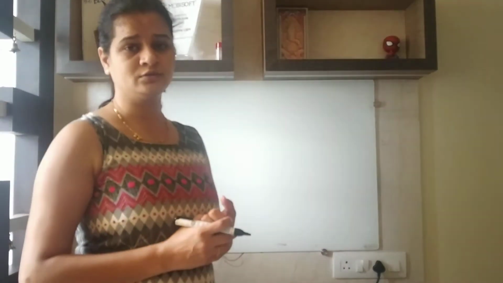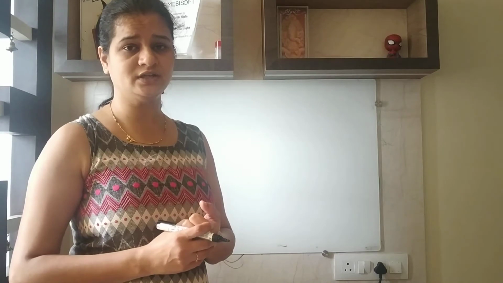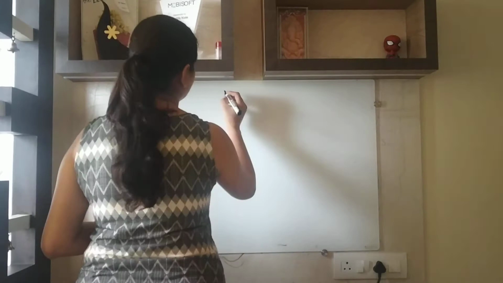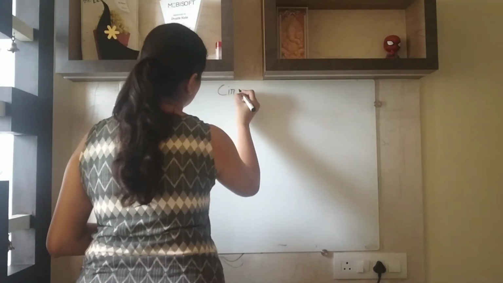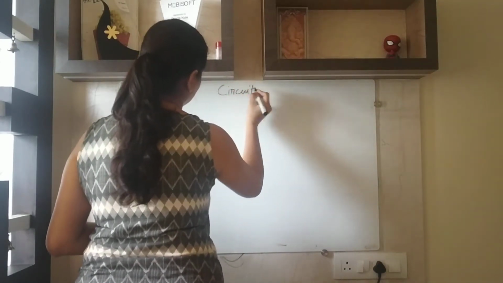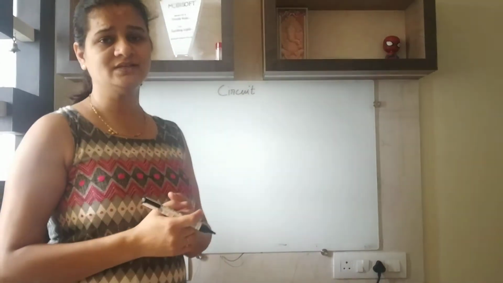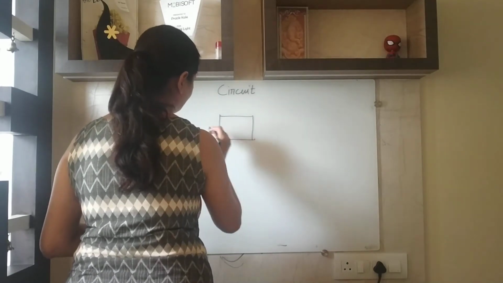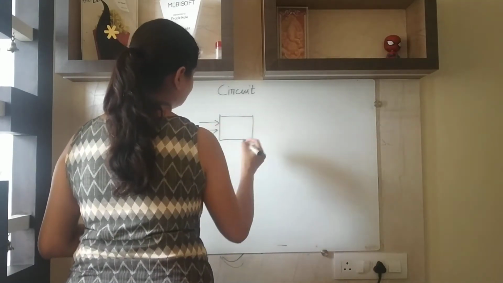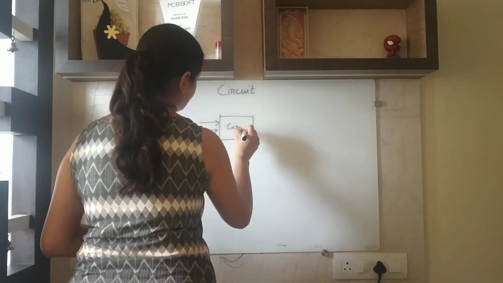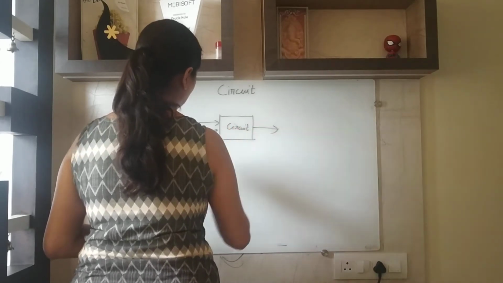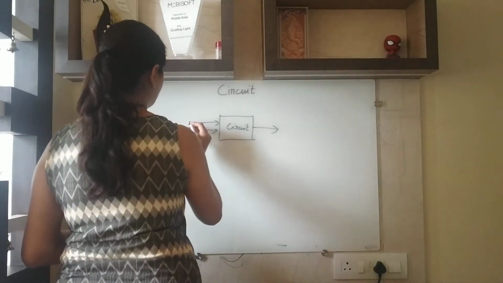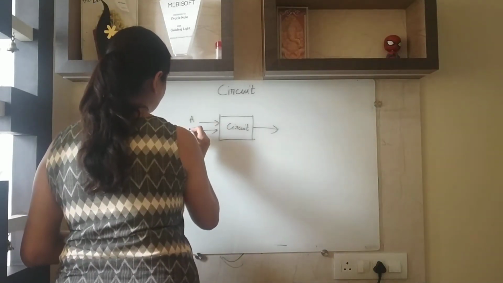Today we are going to see digital electronics, right? What is digital electronics? First, what basic things you will need to know is what a circuit is. A circuit is nothing but a device or set of devices which takes the input, processes it and generates the output.